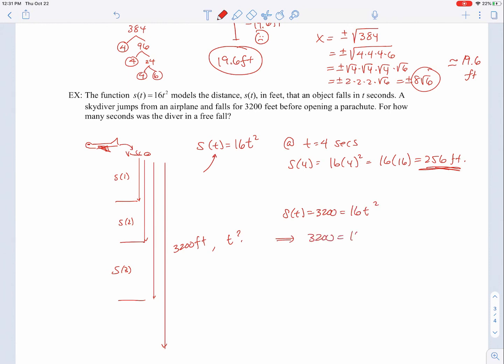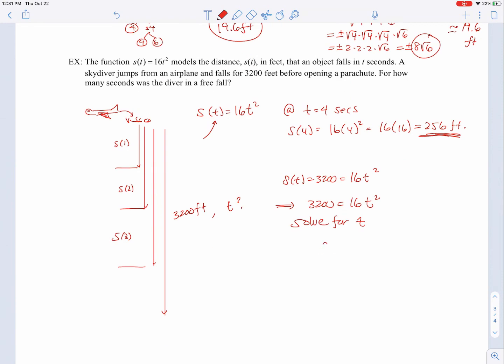3,200 is equal to 16t squared, and we need to solve for t. So we'll divide both sides by 16, and we'll get 200 is equal to t squared, or t is equal to plus or minus the square root of 200, which is equal to plus or minus 10 root 2, which is about 14.14 seconds, plus or minus. Now, in the context of this problem, we're not falling backwards through time, so we're going to ignore the negative. Ignore negative time.